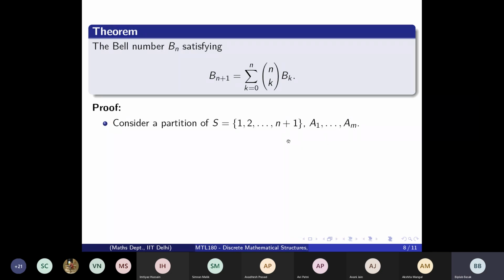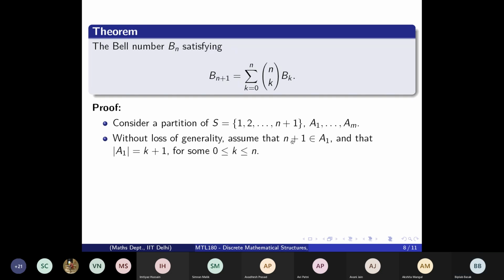Without loss of generality, you can assume that the n plus 1 element belongs to any of these partitions. We take that partition as A1. So we assume, without loss of generality, that n plus 1 belongs to A1. And then what will be the cardinality of A1? It has cardinality at least one, right? Say its cardinality is k plus 1, where k is some number between 0 and n, because it has cardinality at least 1.